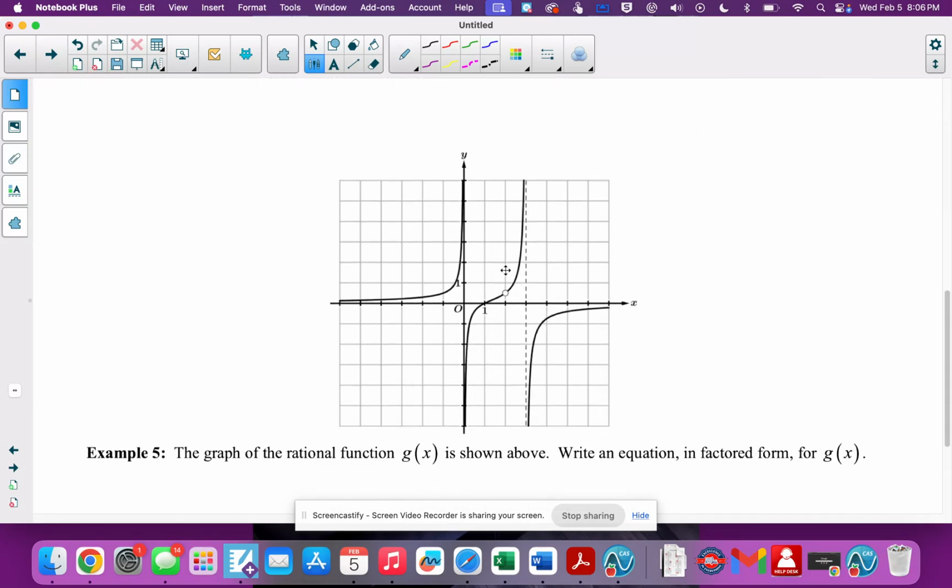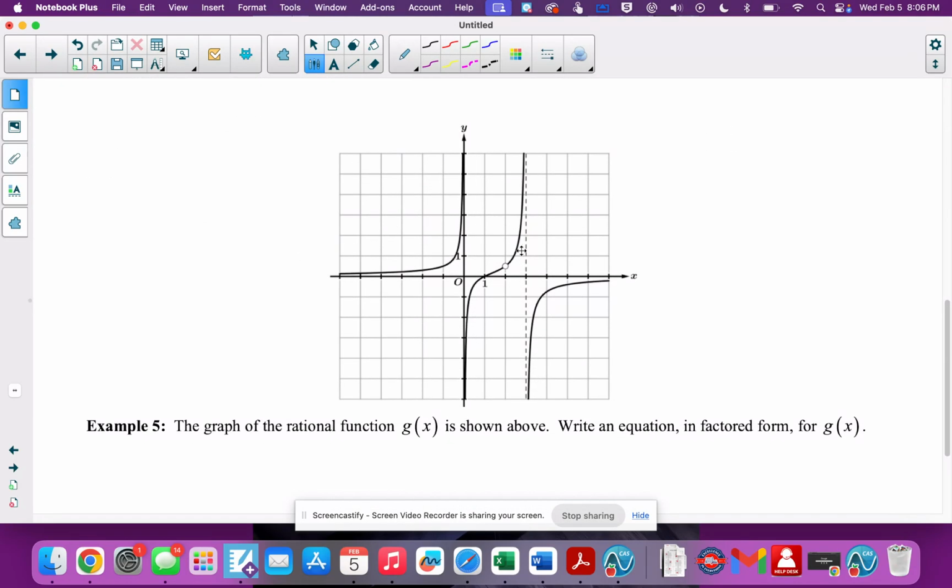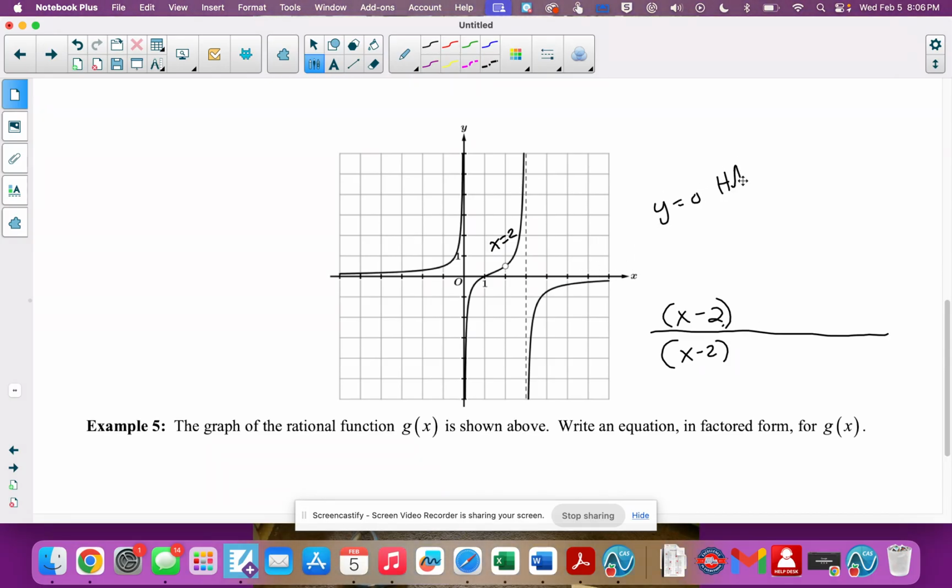All right, so we'll try a slightly harder one. Okay, and again, there is a hole at x is 2. So again, top and bottom, I have to have an x minus 2. Okay, here's the thing. Your horizontal asymptote is 0, right? So that means that this is a bottom-heavy function. Okay, so y equals 0 is my horizontal asymptote. That means it has to be bottom-heavy, period.